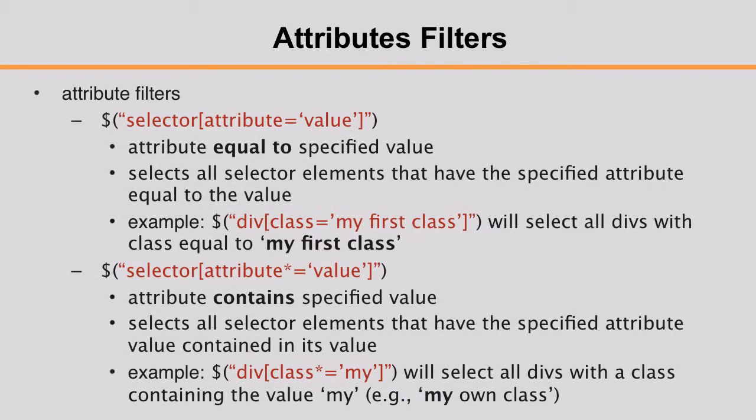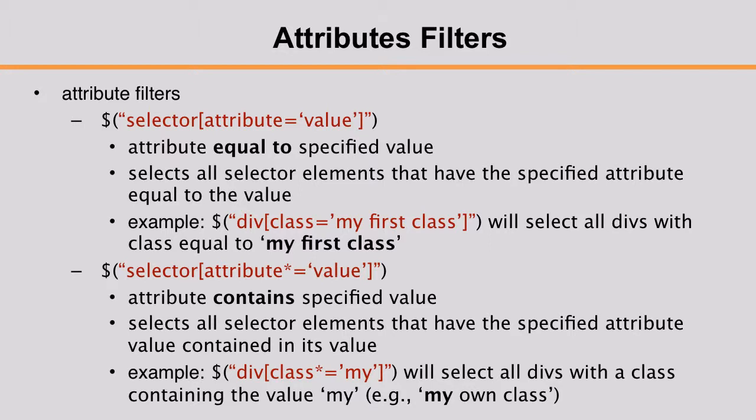An attribute filter with an equal sign preceding a value will select all elements in the selector that have the specified attribute with the exact value. For example, div attribute class equals myFirstClass will select all divs with the class named myFirstClass.